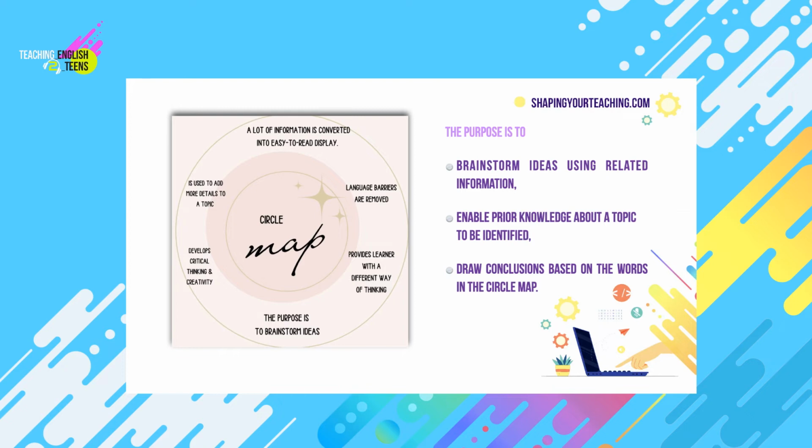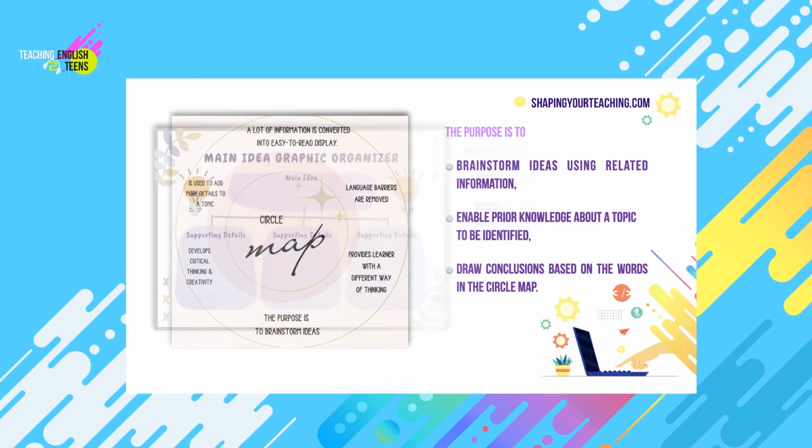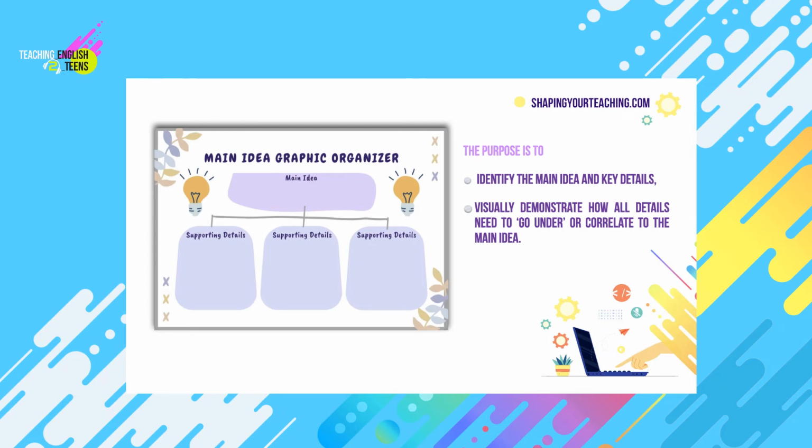Or alternatively, you may use this organizer when your students work with texts. The title or the question is in the middle, and while reading, they have to write down the most important information in each passage. The next organizer is called the Main Idea Organizer. This organizer is simple and effective in showing how all details must fit under and be related to the main idea. It's easy to use, and it's easy to make.